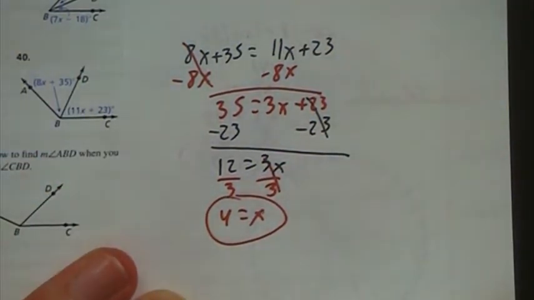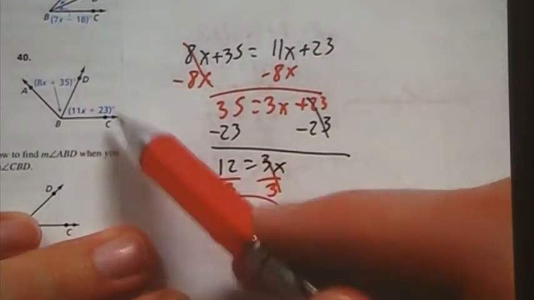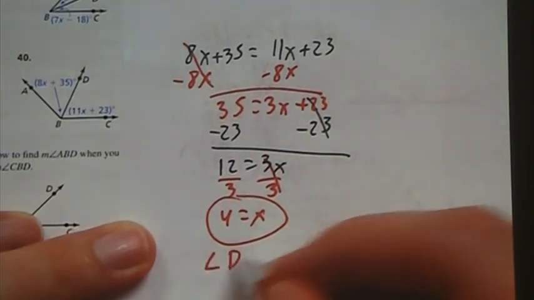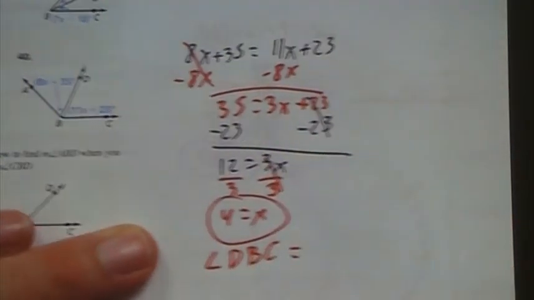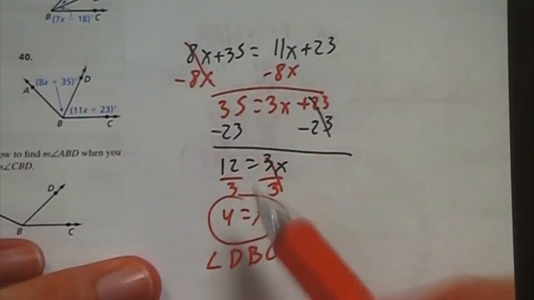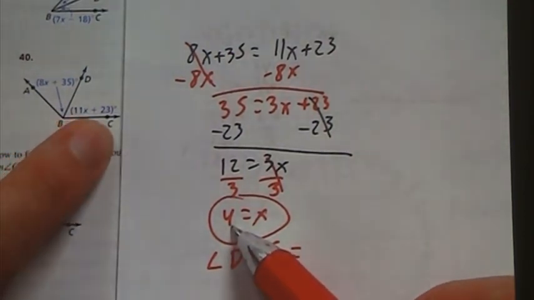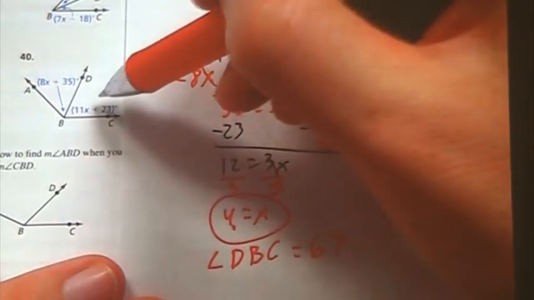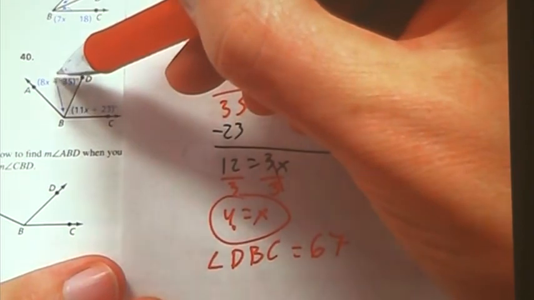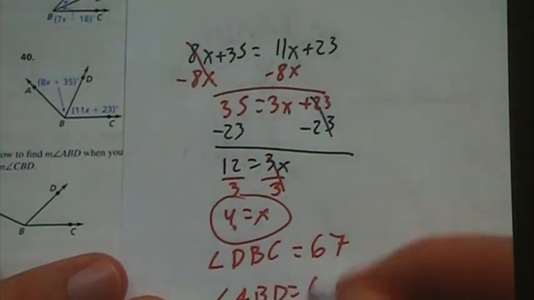Not quite done yet. Now we have to substitute our 4 in. It doesn't matter. I'm going to use this DCB. Angle DBC. We'll just do one step at a time. So DBC is, put 4 in for x. 4 times 11, 44, plus 23, 67. Now, remember, you know this is bisected and these are halves. So if this half is 67, how big is that guy? 67, they're equal. So we can just go angle ABD equals also 67.